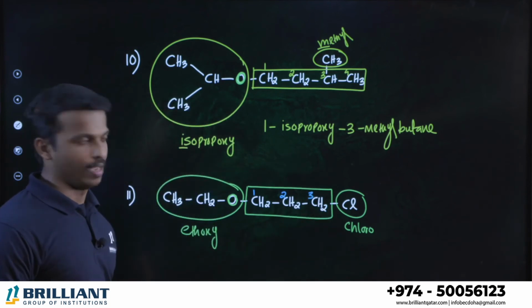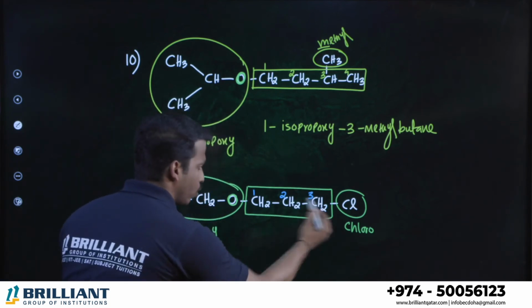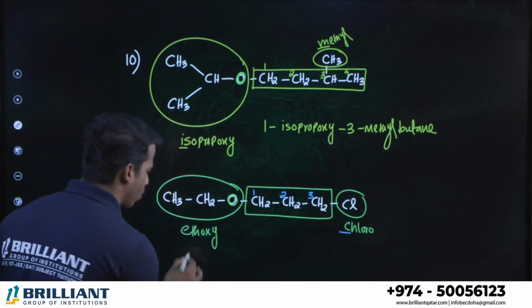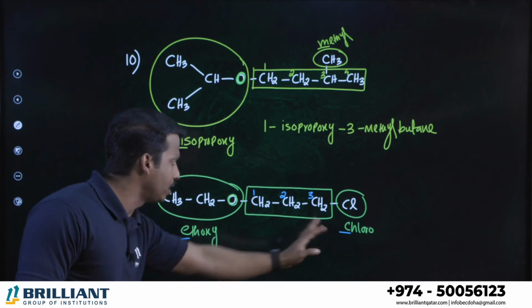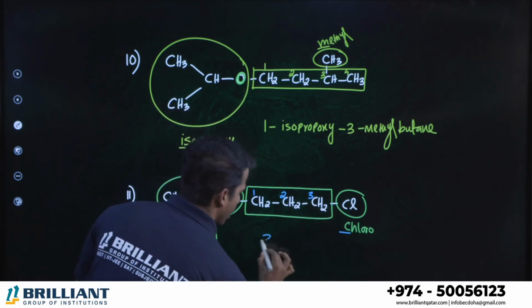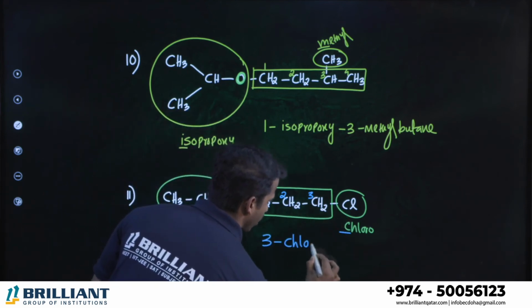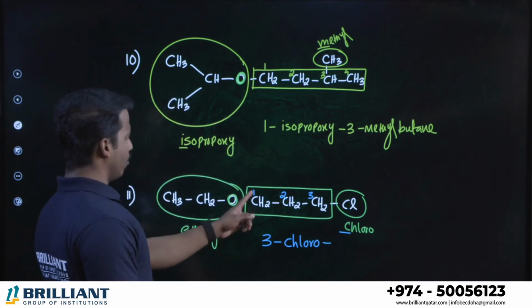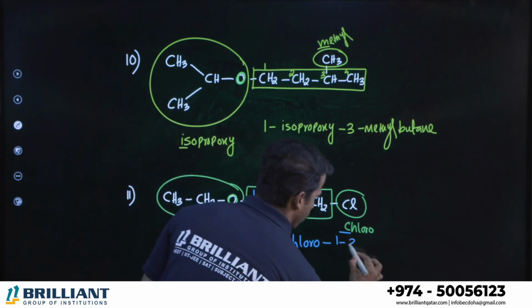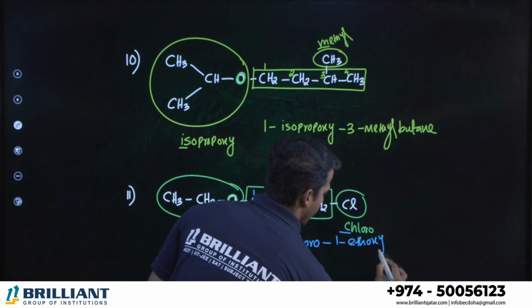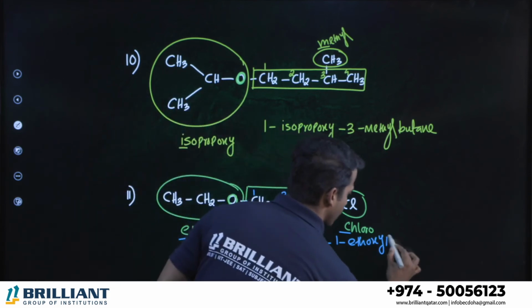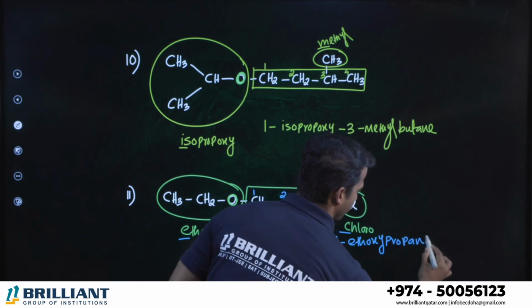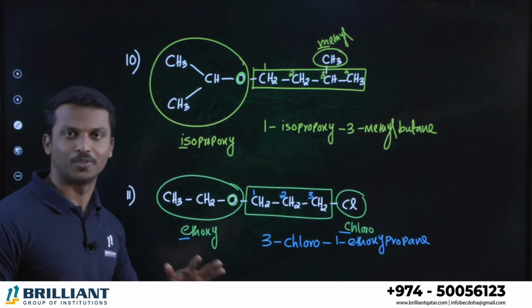Now we can go for the naming. When you're writing, these are two different substituents. One starts with C, one starts with E, so which is first in alphabetical order? A, B, C, D, E, right? C first. So third position chlorine, therefore 3-chloro. First position ethoxy, therefore 1-ethoxy, 3-chloro, 1-ethoxy. What is the parent chain? 3 carbons are there, therefore it is called propane. Understood here, all? Same procedure.